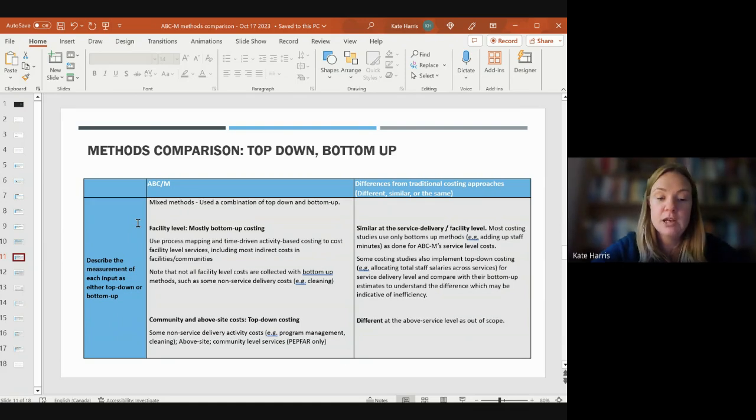At the community and above site levels for activity-based costing, this is when it's done top-down. So we get the data from a central repository and then cascade it down to allocate it to different services. And this is different for other costing studies, as we noted that often those community and above site level costs aren't included. But if you're looking at a study where they are included, it's good to ask how they have been calculated.